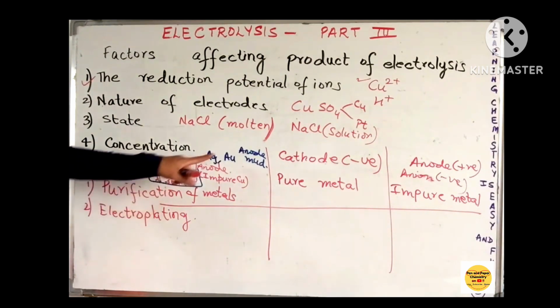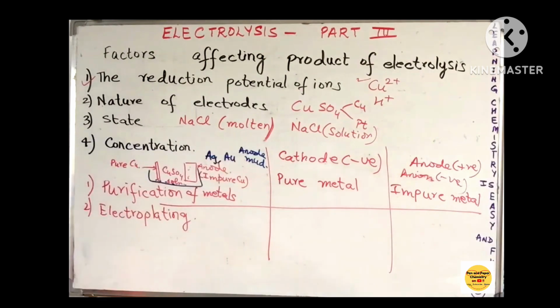But because we are recovering anode mud at the same time, the cost of this process is recovered, right? So this is the beauty of the entire process. It self-sustains in terms of cost. Not that it is giving us impure copper from somewhere, but in terms of cost, we are able to recover the cost from this. Let's talk about electroplating.